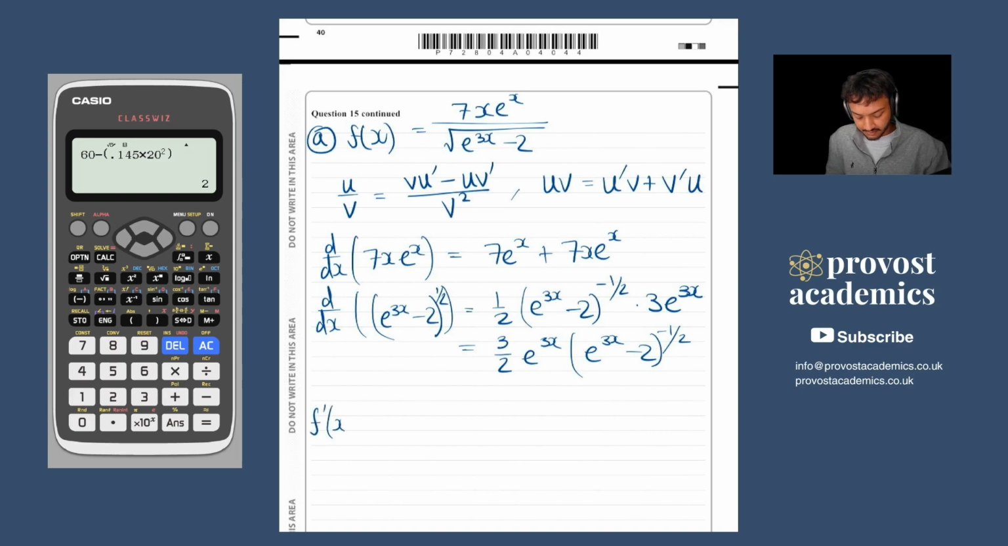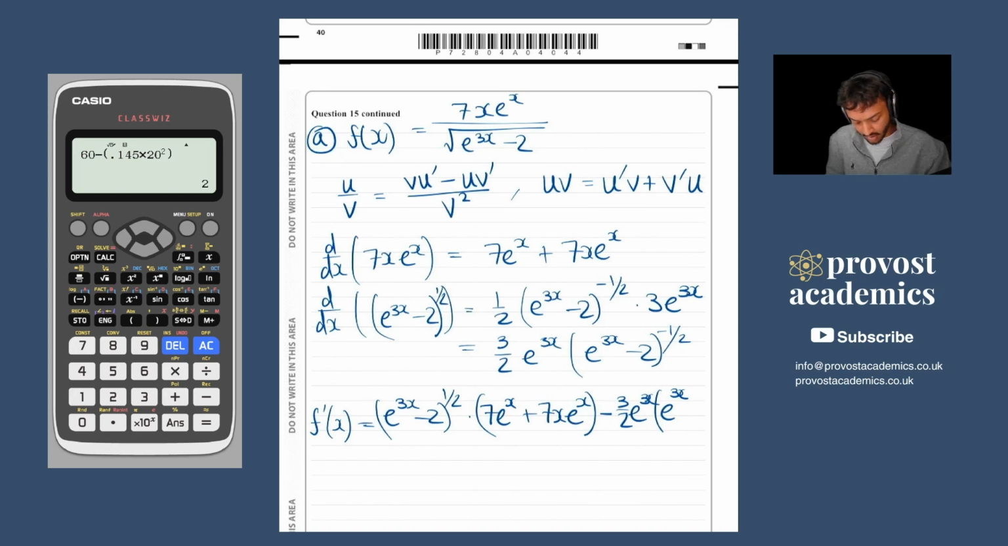So f dash x. So we're doing v stays the same, which is (e^(3x) - 2)^(1/2), times u dash, right? And my u dash, I already figured out what that is, which is going to be 7e^x + 7x e^x, minus v dash u, so that's (3/2) e^(3x).